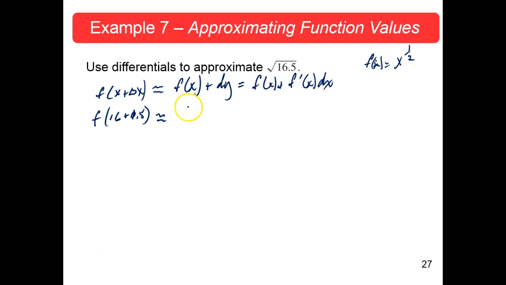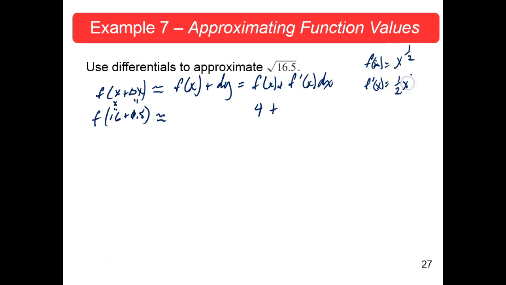Is approximately equal to f of x, okay, where x is equal to 16 and delta x is equal to 0.5, okay? So what is f of x? What's the square root of 16? 4. Plus, now, what we have to do is your f prime. So there was f of x, the square root function. What's f prime of x? You've just done it a couple times for me already. Do it again.